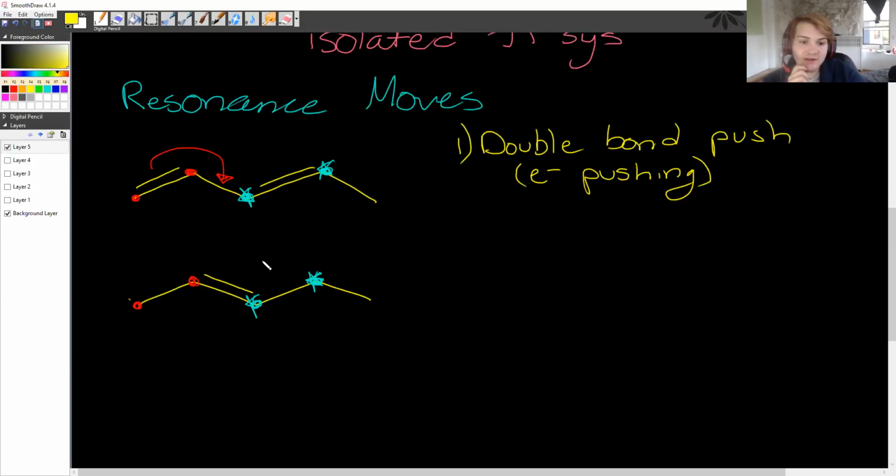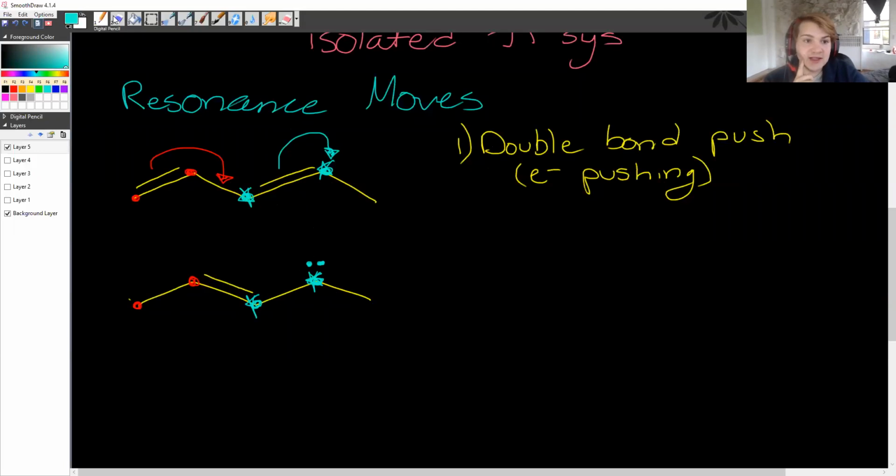What this has done is that we can't have the double bond over here stay, because that would be way too many bonds on this carbon. So this bond is going to move up and land on the terminal carbon in the pi system, and it's going to gain those two electrons. This is what the double bond push, or electron pushing, is all about: by moving one double bond, we move another double bond.